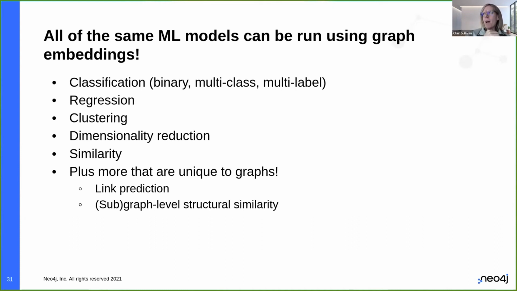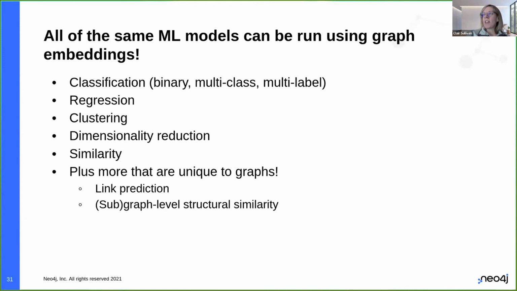Well, shoot, Michelle Obama, what's the probability that she's going to be connected to Barack Obama? So that's a real world problem. Also, subgraph level structural similarity. We don't have to restrict our models just to individual data points. What's the probability that this group over here has a particular characteristic?